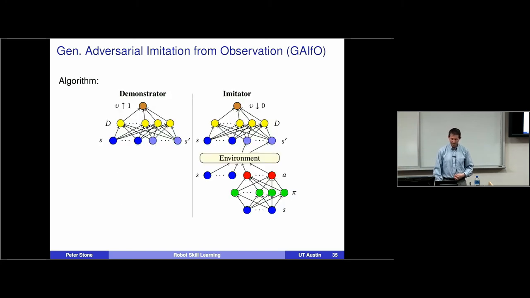And so that allows us to use one of these GAN-style methods that's been very popular in recent days, where you have a discriminator, shown in yellow here, that's learning to predict the state, next state transitions of the demonstrator. So if a 1 gets output from this network, that means this was a transition that you did see from the demonstrator, and a 0 would mean you didn't.